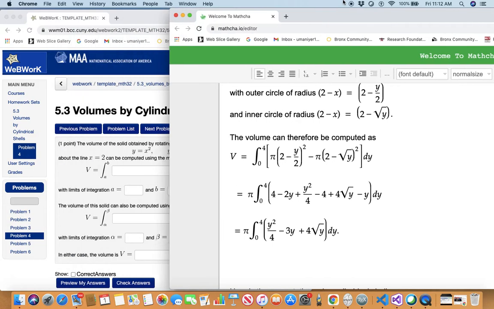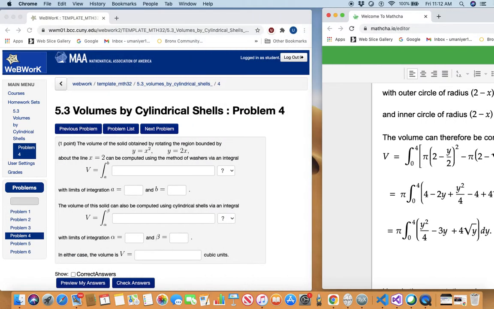So this is using washers. The integral is with respect to y. The limits of integration are 0 to 4. And I am going to integrate, do not forget the pi, you are multiplying it to something. What? y squared over 4, minus 3 times y, plus 4 square root of y.